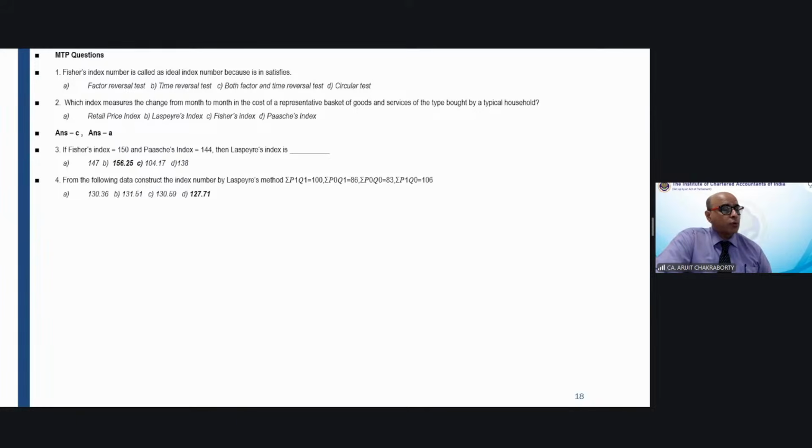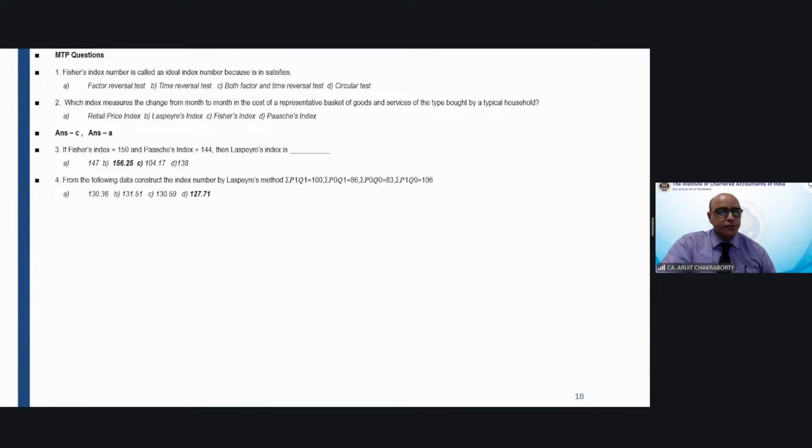Question 4, from the following data, construct the index number by last period's method. Lovely question. P1Q1 is 100, P0Q1 is 86, P0Q0 is 83, P1Q0 is 106. Good question. Last period's method, you are all now absolutely crystal clear.